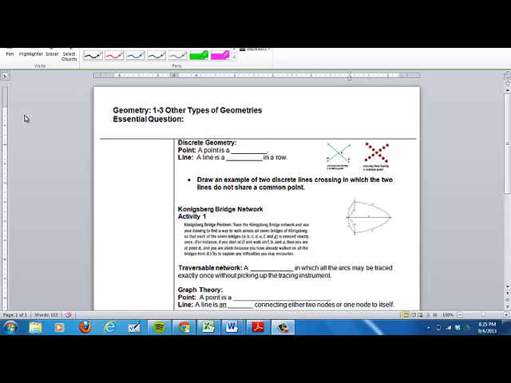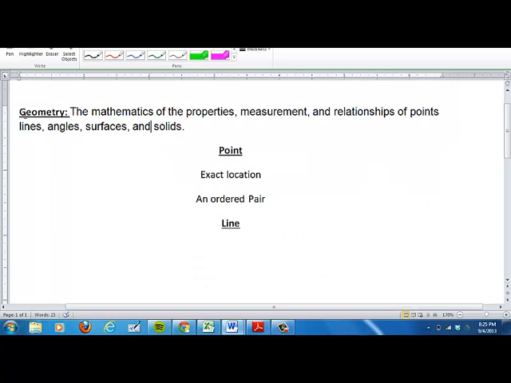So when we talk about geometry, we know what we're talking about. And second, I'd also like to look at what we've already learned about points. As I look at my description of geometry, the definition is the mathematics of properties, measurement, and relationships, and this is key, of points and lines. Not only points and lines, but also angles, surfaces, and solids.